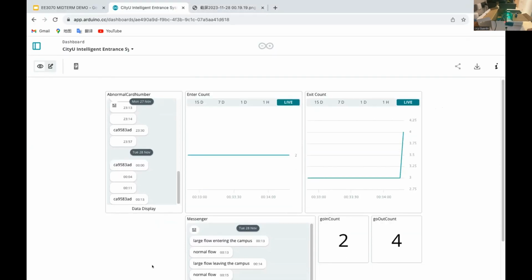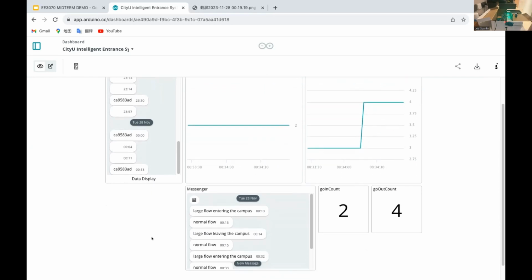And there is another case. Let's say Jack just stands at the place where the sensor can sense him. In that case, if Lily wants to go out of the campus, for the safety of Jack, the system will not open the gate, to avoid hurting Jack. Okay.